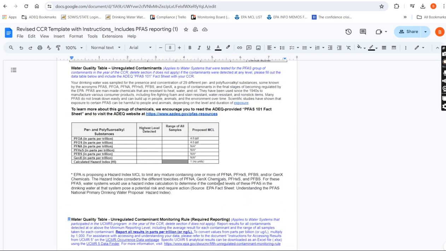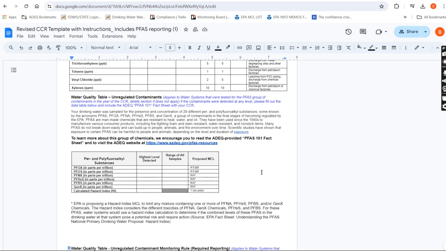For PFAS, ADEQ also sampled and has sent out an email for all systems that had this sampling done. If you had PFAS sampling done voluntarily at your system and had detections, then here's where you would fill in the highest level that was detected of these contaminants and the range of all samples if you had multiple sampling events happen. If you had PFAS sampling, but there were no detections, you can either delete this part entirely, or you can choose to leave it in and show your customers that while you sampled for PFAS, they were all non-detect.